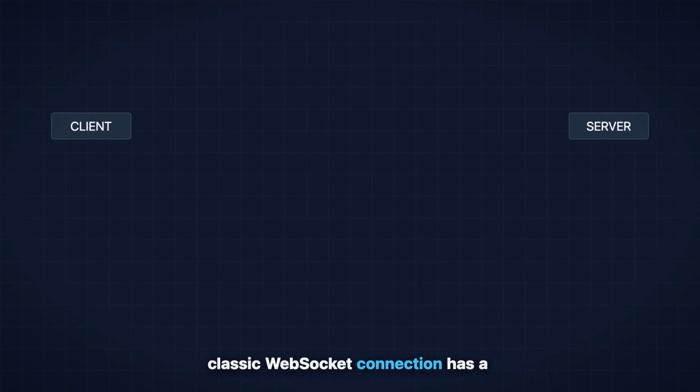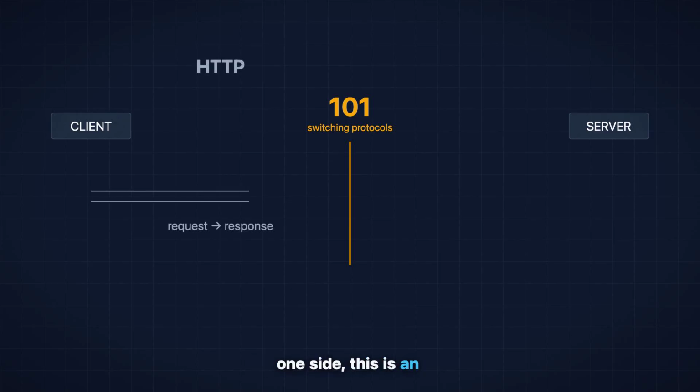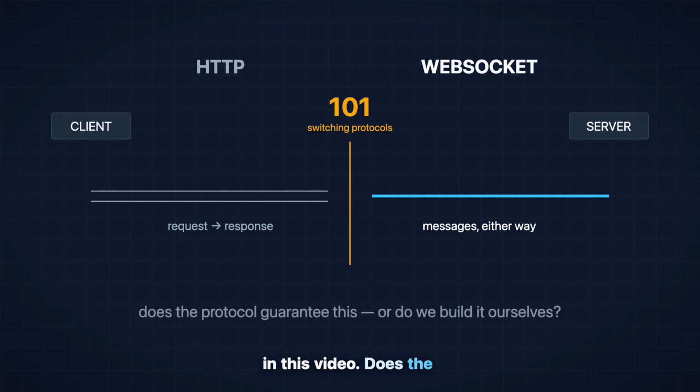Every classic WebSocket connection has a line running through it. On one side, this is an ordinary HTTP request and response. The browser asks, the server answers, and almost everything you rely on comes from that pair. On the other side, request and response are gone. What's left is a channel and messages travel it either way whenever there's something to say. That is the trade you make. And from here, one question covers everything else in this video. Does the protocol guarantee this, or do we have to build it ourselves?